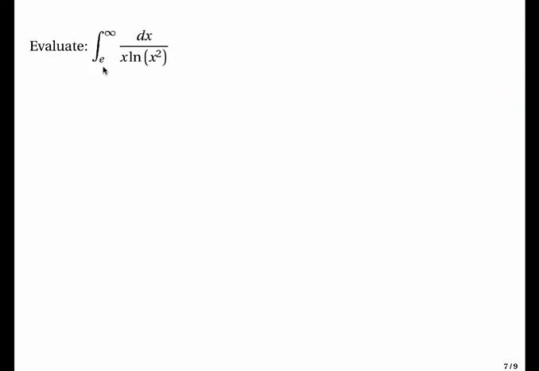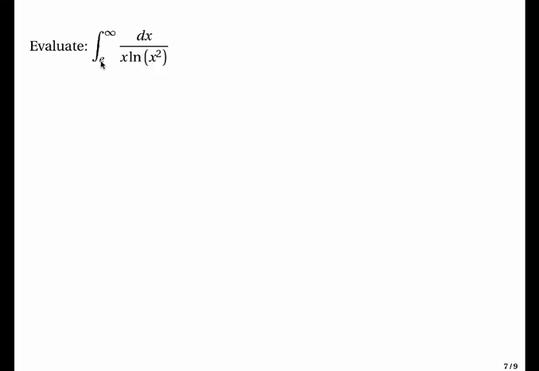Next, integral from e to plus infinity of dx over x ln x squared. Okay? So for this guy here, x is in the denominator, so it can't be 0. ln of x squared can't be 0, so x can't be 1, because ln of 1 is 0, so we would have 0 in the denominator. In a sense, we cannot have x equals 0 and x equals 1.